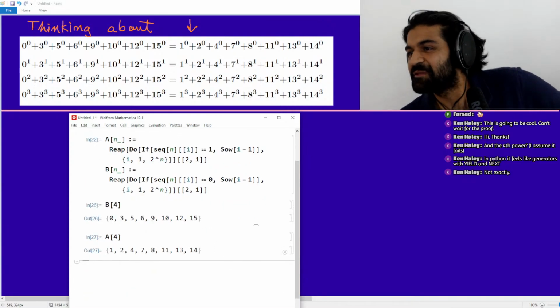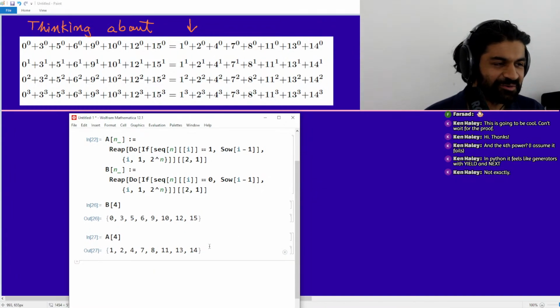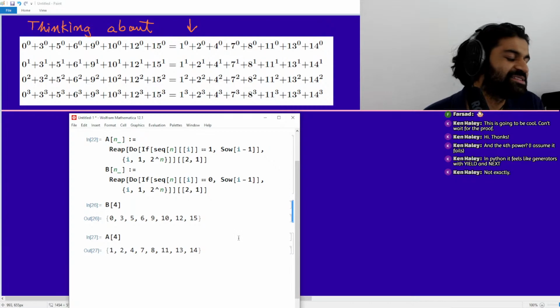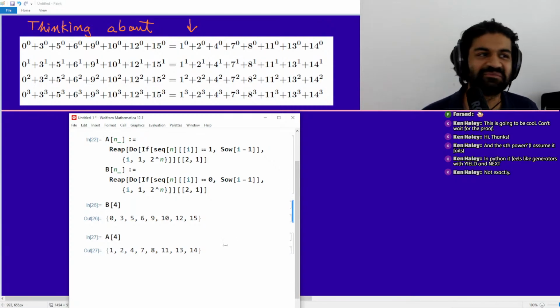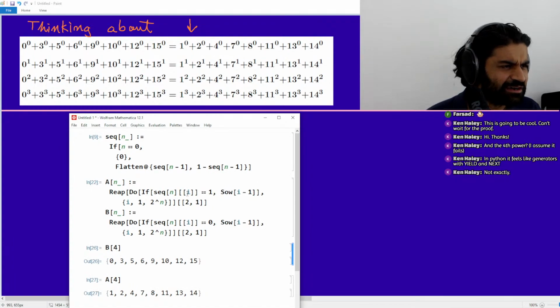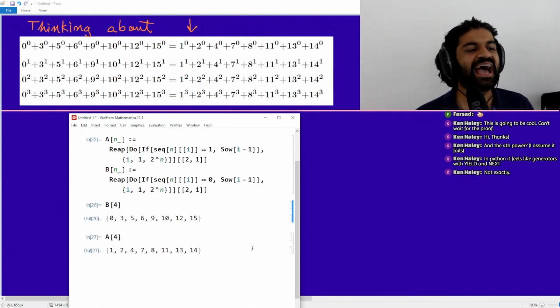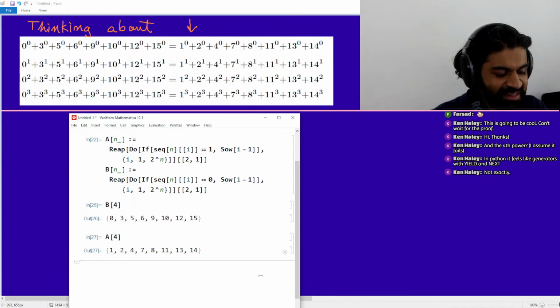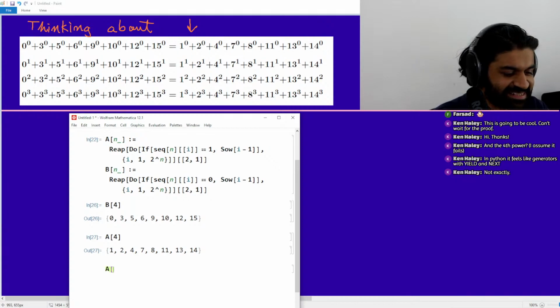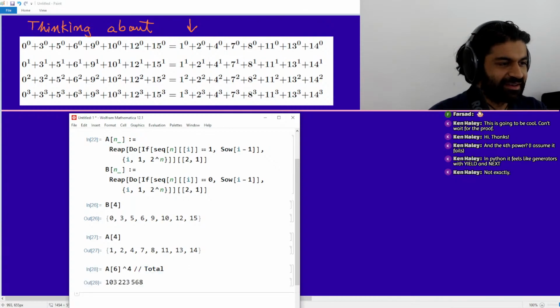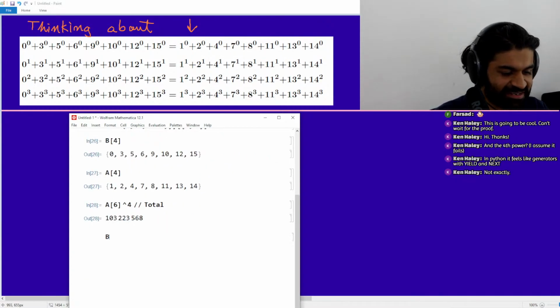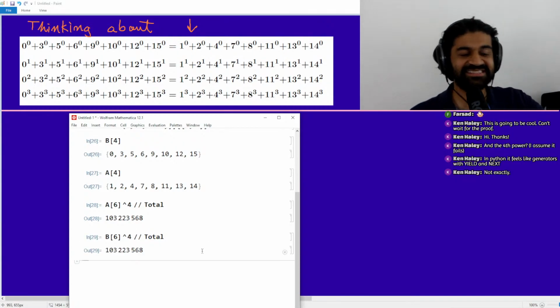Okay, okay. So now we can verify the claim that I made earlier, which is that you can take powers of these and add them, and it'll be equal on either side. So for example, I can take A4. Well, we already did A4, I guess. Let's do A6, right? To the 4th power and total it. And you get that number, for example, and you could take B6 to the 4th power and total it, and you get the exact same number.